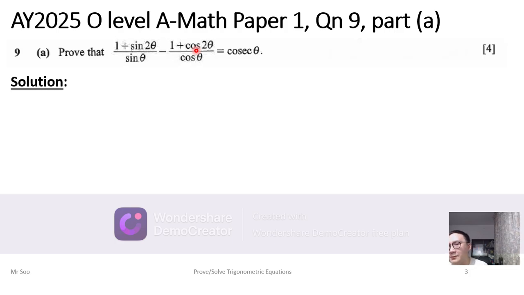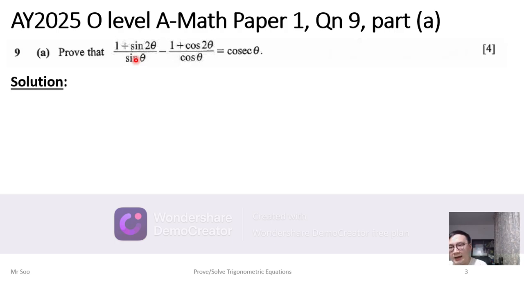For example, if you start with the right hand side, cosecant theta, we know it is 1 over sine theta. Then how do you simplify 1 over sine theta to get the difference of two rational functions? Not possible, right? So we will start with the left hand side. In general, proving trigonometric expressions always starts with the complicated side. In this case, 2025 O-level A-Math paper 1 question 9 part A, we will start with the left hand side first.